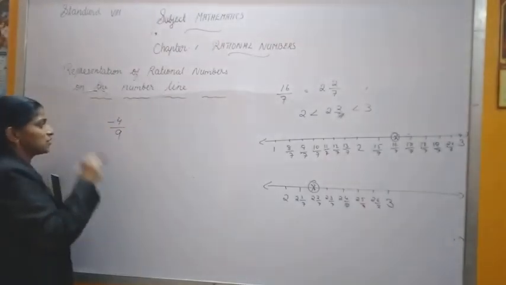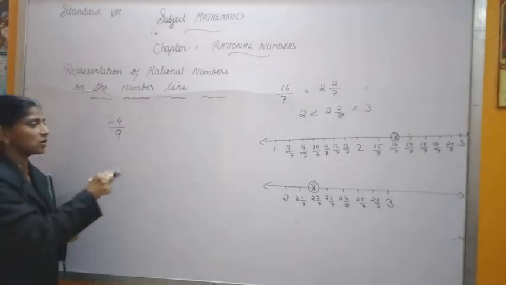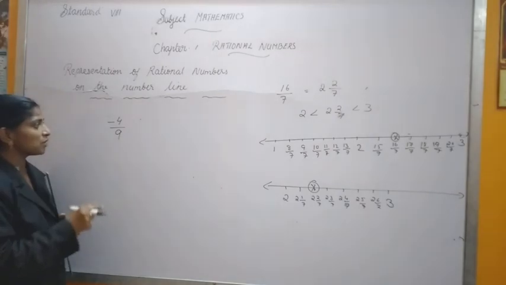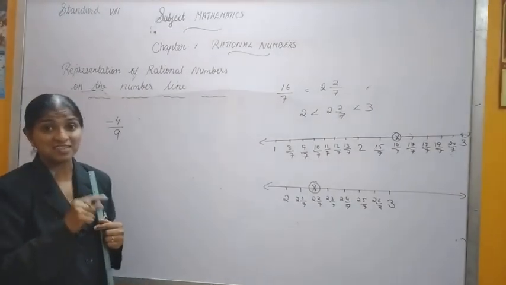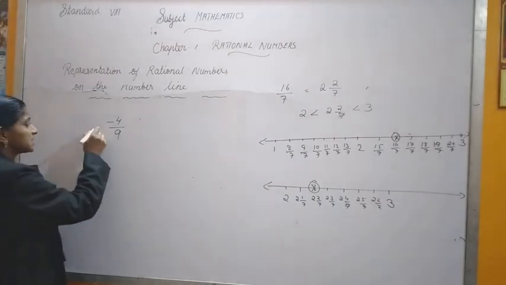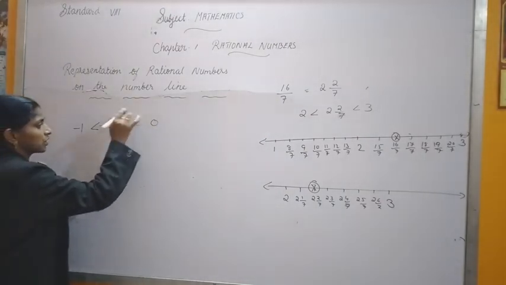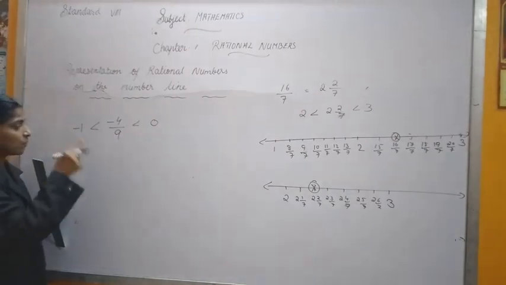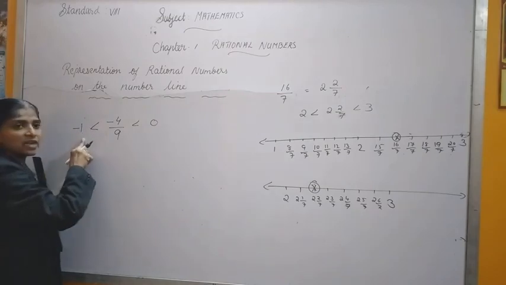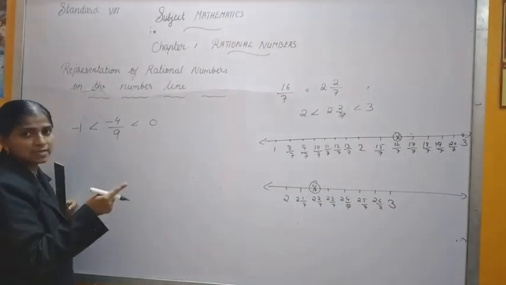Looking at the rational number, we know it's a proper fraction because the numerator is small and the denominator is big. So this proper fraction always comes between 0 and 1. It's a negative rational number, so this comes between minus 1 and 0. Why are we writing minus 1 on the left side? You know, minus 1 is less than 0.